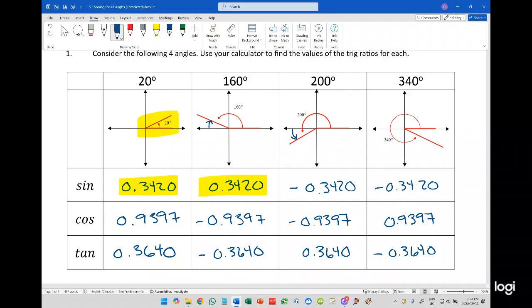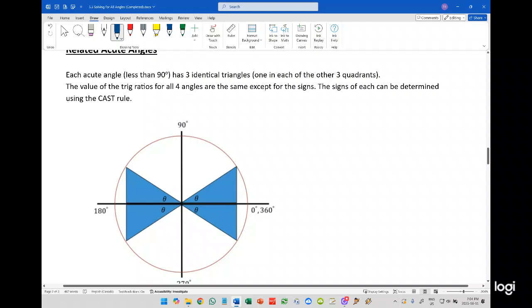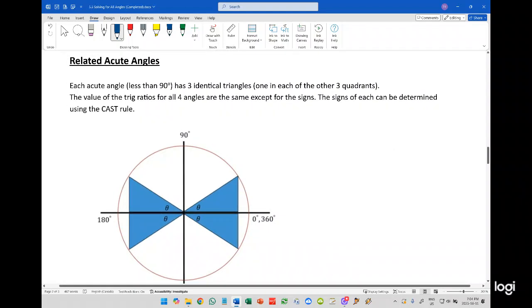I'm not going to worry about where they're coming from, but I think you can see that the size of each of these angles is 20 degrees. And likewise, this one here would be 20 degrees. 20 degrees backwards is the same thing as 340 degrees forward. All right. So this leads us to something called related acute angles. It's basically saying there's 4 angles that are essentially equivalent. They give the same numeric value regardless of which trig ratio you use. So if you choose to do cos of all four of those angles, you get the same numerical value, except that 2 will be positive and 2 will be negative, and that's determined by the CAST rule.